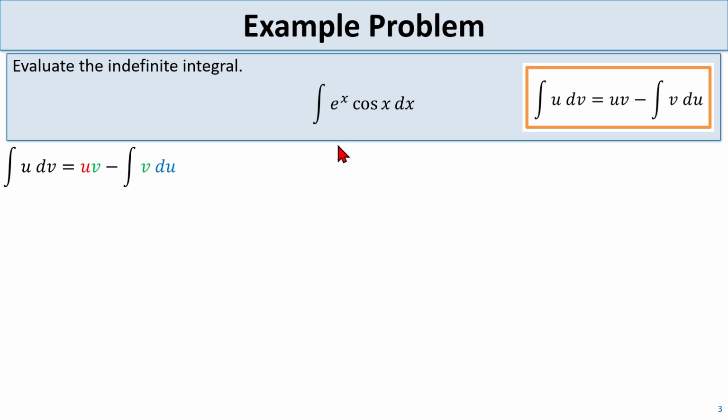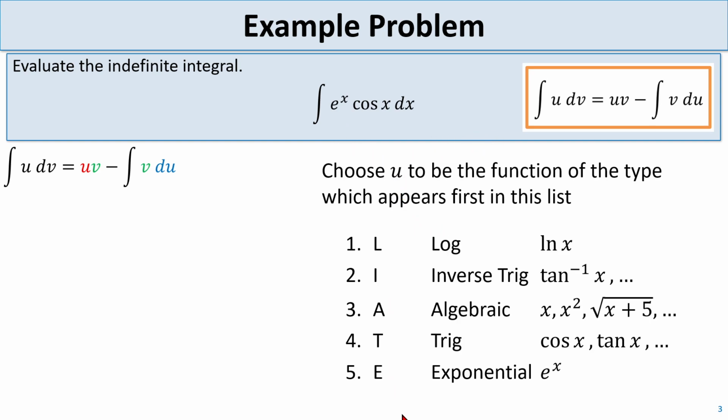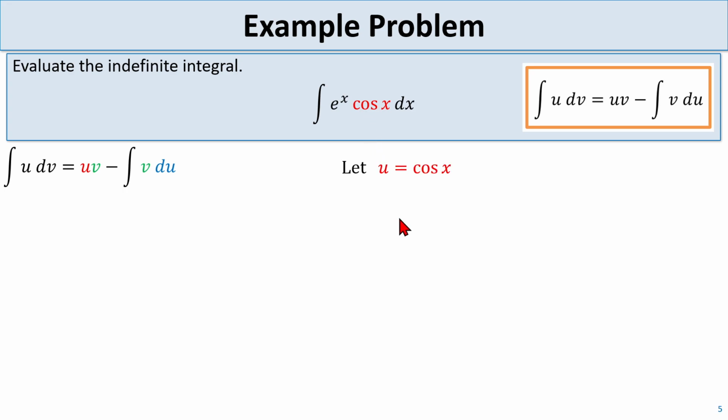So we're going to try and use the method of integration by parts. We need to figure out what we're going to set u equal to. And so I look at my ILATE list. No logs, no inverse trig, no algebraic. But there is a regular trig function, cosine of x. So I'm going to go ahead and let u equal cosine of x in this problem. Remember, once you know u, that implies what dv is, because dv has to be everything else. Here it's going to be e to the x times dx.